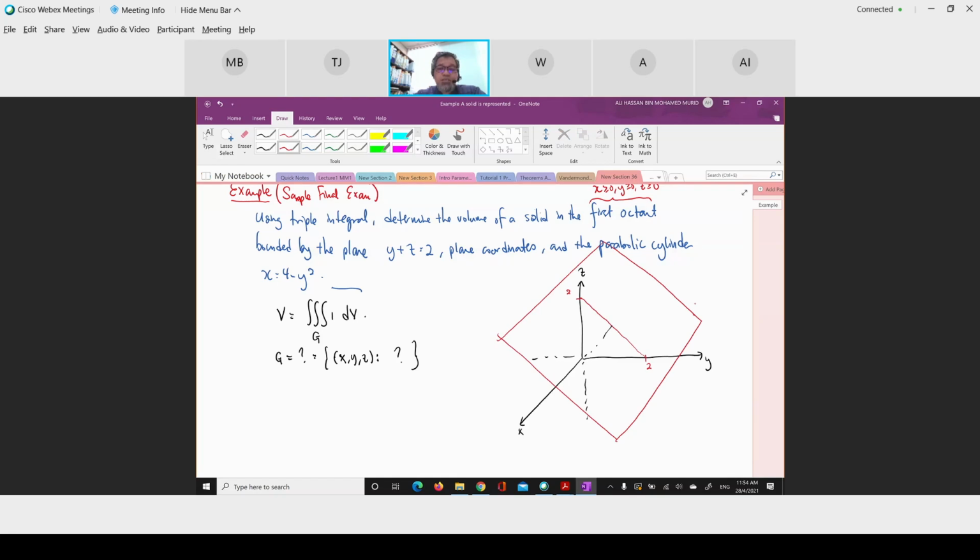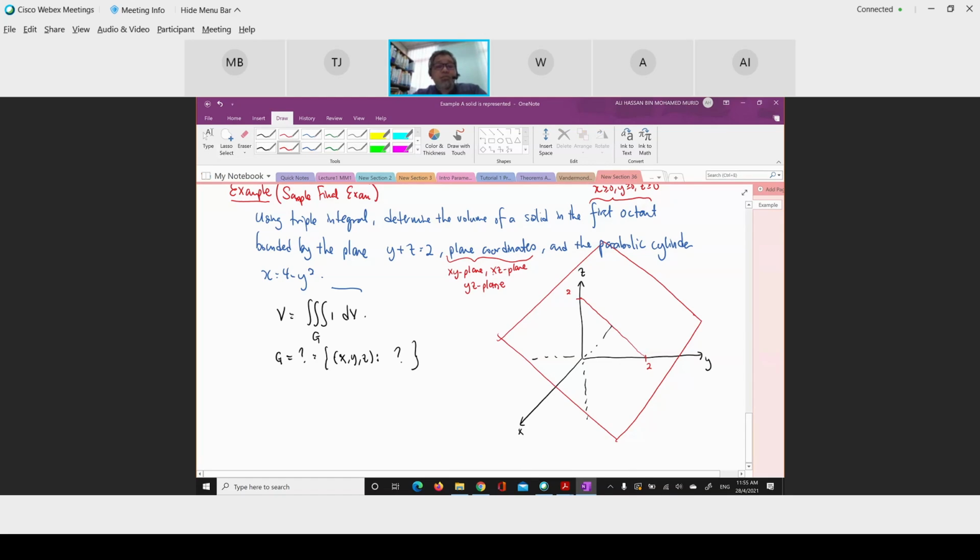What are the plane coordinates? They are the xy plane, the xz plane, and the yz plane.